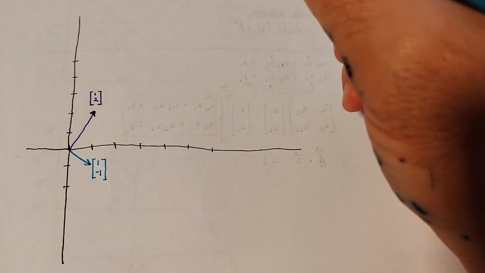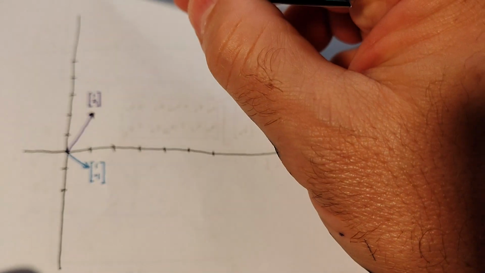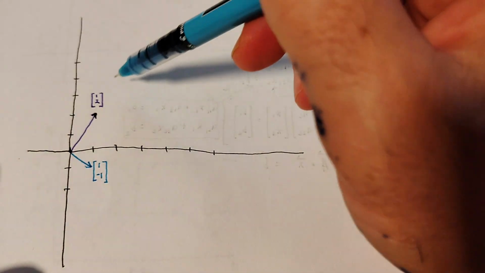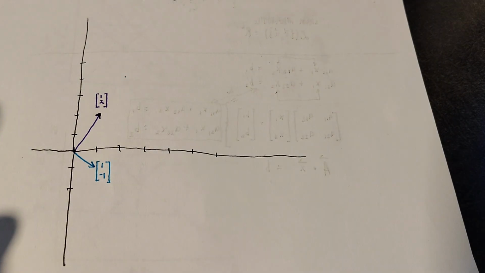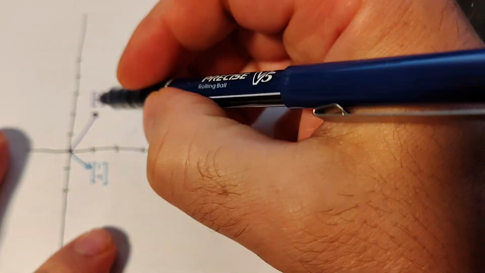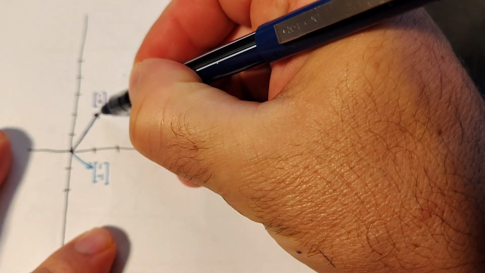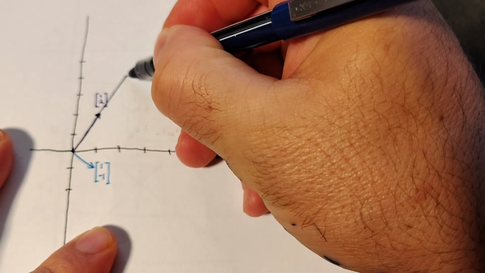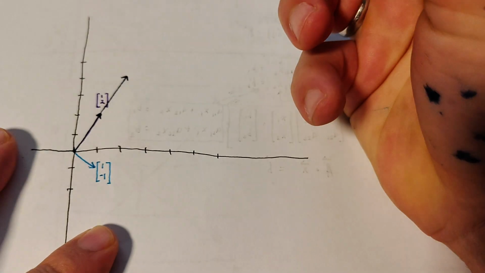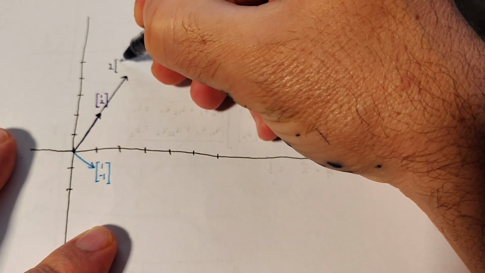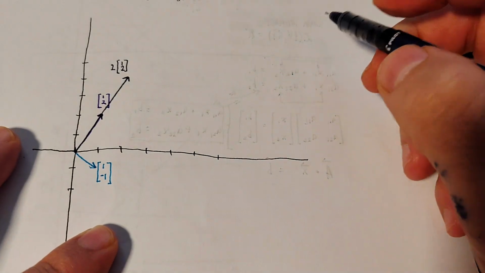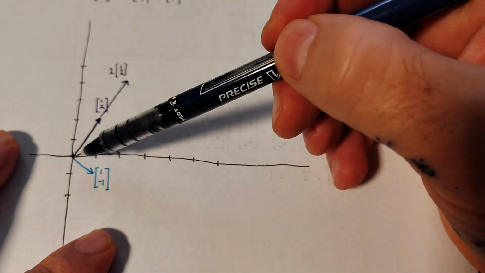And what did we do? We multiplied this first one by 2. So we have to double the length. So it's going to go to 2 and 4, which is way up here, right? So let's make that with this color here. So we're going to go up this way out to this point here. Right? So that's 2 times 1, 2.